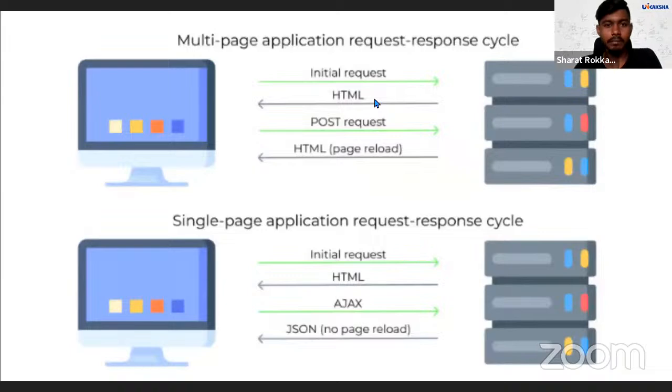But in case of a single page application, you might see here the initial request. Whenever you are providing the initial request, the whole page gets reloaded at once, right? And after that, whenever you are making the parallel requests during your interaction with that website, you are able to see no page reload, whatever amount of dynamic content that you want to see.